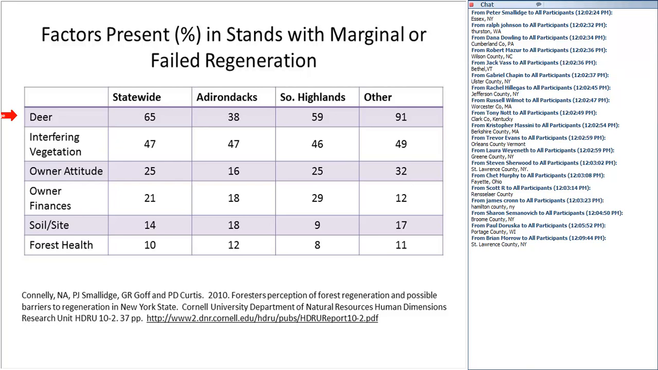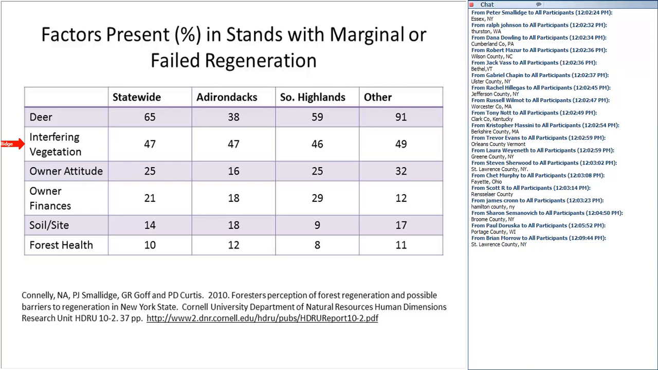And then other areas we didn't have enough data points in, but that included the Lake Plain along Lake Ontario and then the lower Hudson Valley. So deer pressure was extremely high. So statewide, 45%. The second factor was interfering vegetation. And interestingly, that was fairly stable across the state. So just shy of 50% of the foresters felt that interfering vegetation was limiting the regeneration of the stand that they were thinking about. So regeneration is an issue, and the two biggest factors are deer and interfering vegetation.